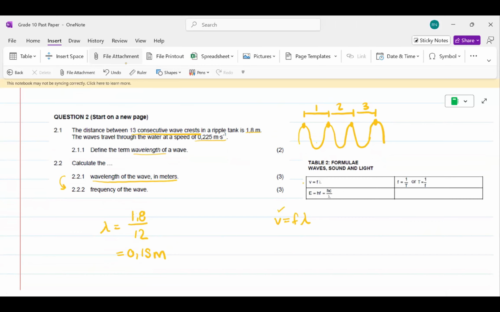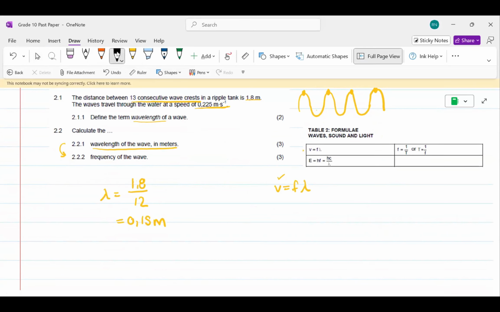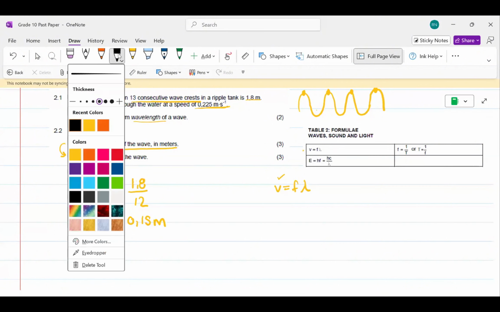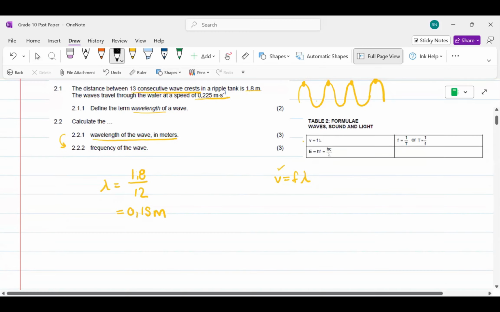Okay. Then they ask, what is the frequency of the wave? So now we have the wavelength, we have the speed. What do you guys think? What is the frequency of the wave going to be? I'm going to give you 1 minute. It shouldn't be that difficult. And remember, our frequency is in hertz.